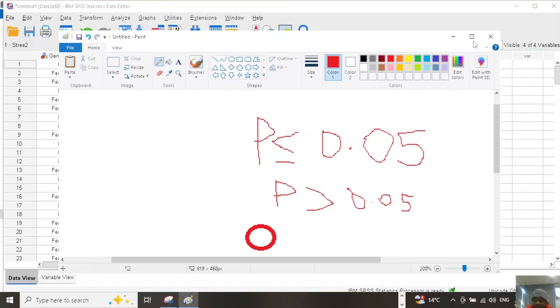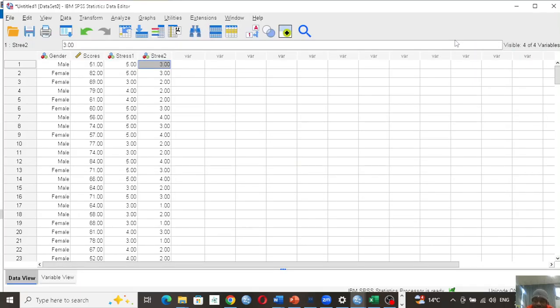So now let's start with the one sample t-test and then see. In that case, we want to compare the scores against the benchmark 50%. So we start with analyze.